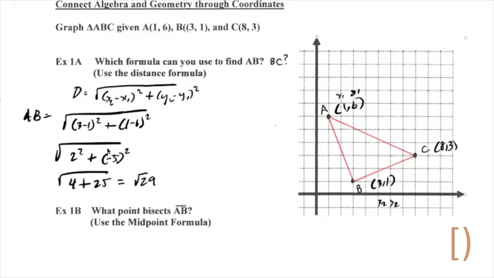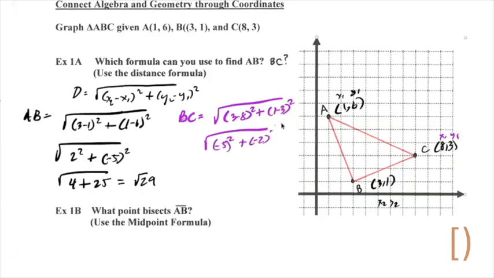Okay, let's find the distance of BC. The same idea, so BC is going to use the same formula. We're going to do (3 minus 8) squared plus y2 minus y1, (1 minus 3) squared. Again, it doesn't matter which one's x1, y1 because you're squaring it anyway. Now I get negative 5 squared plus negative 2 squared. Again, you square it, the negative goes away. We're just going to get 25 plus 4, the square root of 29.